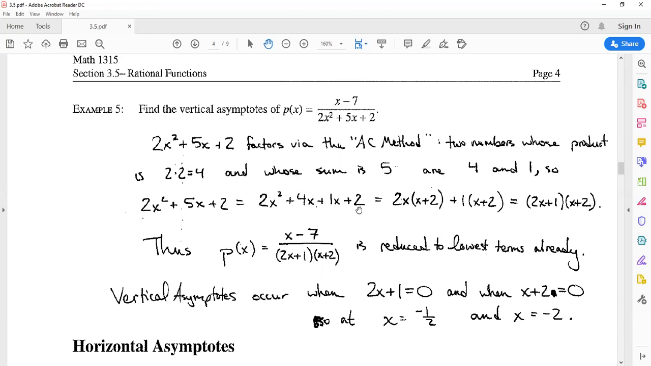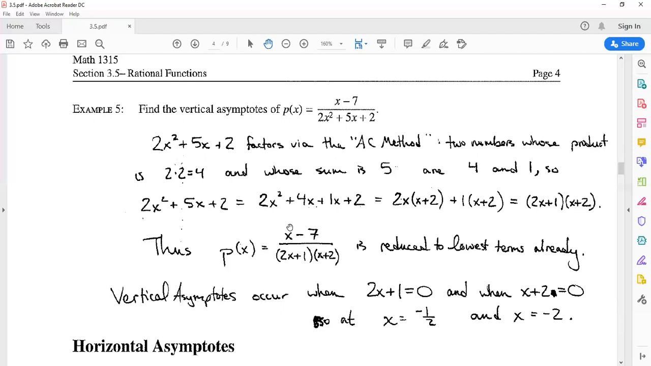And now we can factor by grouping. So in the first two terms, we can factor out 2x, and we're left with x plus 2. And in the next two terms, we can factor out 1, and we're left with x plus 2. And now, in this expression, we have 2x times x plus 2, plus 1 times x plus 2. So x plus 2 factors out. And we have then 2x plus 1 times x plus 2. So now we can factor the bottom completely, and we can write p of x equals x minus 7 divided by the product 2x plus 1 times x plus 2.